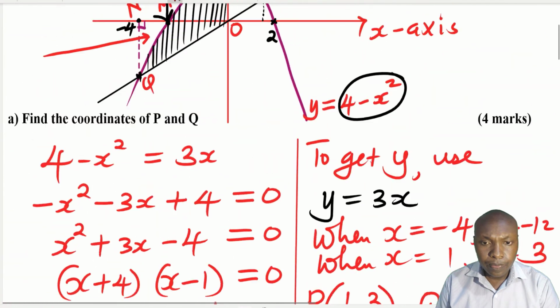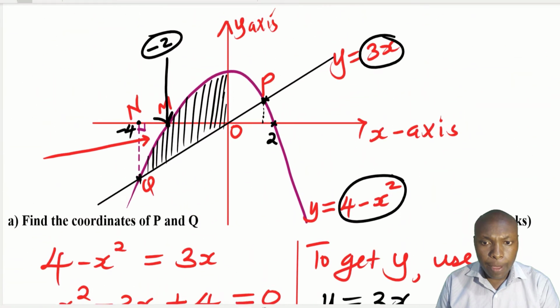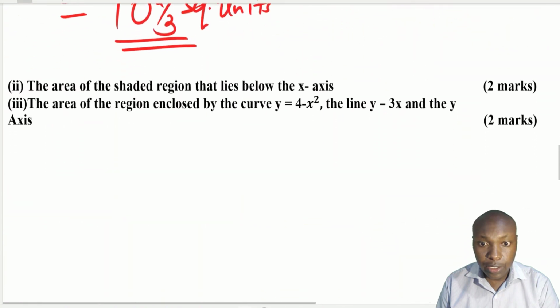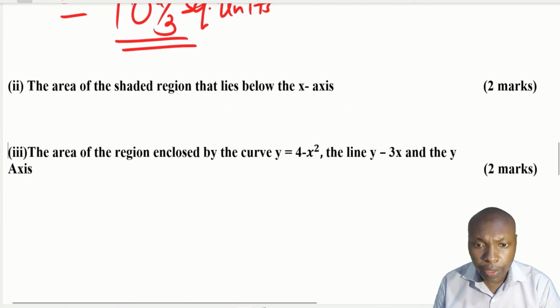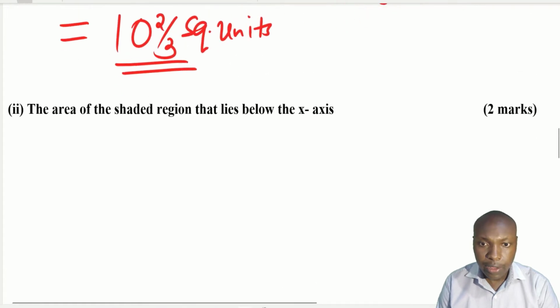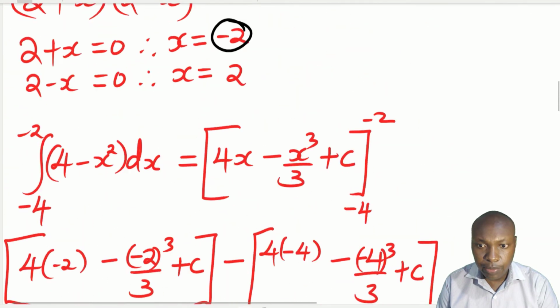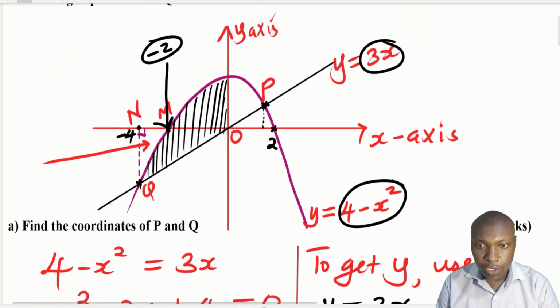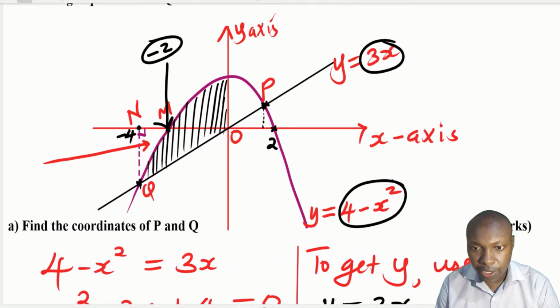Now, after getting that area, let's proceed to the next part of the question, which is the area of the shaded region that lies below the x-axis. Go to the diagram. Note the area that is below the x-axis that is shaded. You can see it there. So it runs from x equals negative 2 to 0.